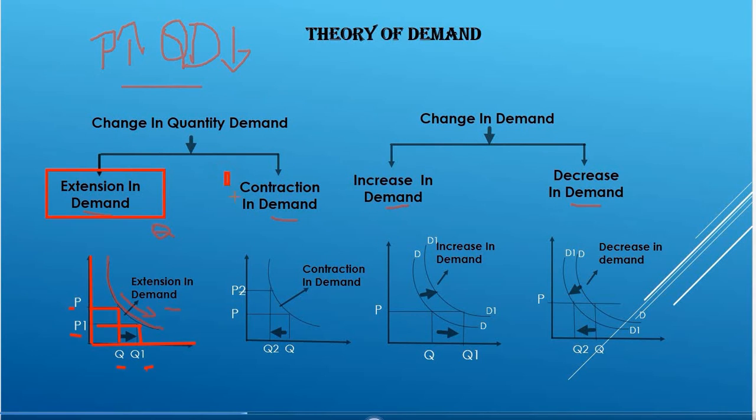Now let us discuss what is contraction. Again, let's assume this is a normal demand curve. This is the quantity demanded and this is the price. Now what happens as the price increases? The quantity demanded will shrink. When price goes up, a lesser number of units of that commodity is demanded.